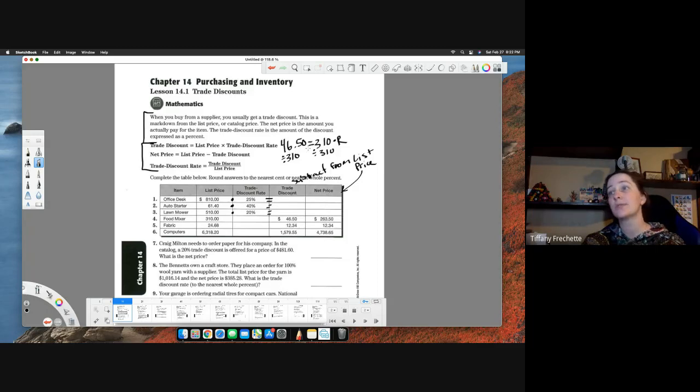So if I divide $46.50 by $310, I'm going to get a decimal, which remember, move it over 2 times so that you have a percentage here. So this time you're just dividing. Make sure you divide this number by this number. So you're going to go backwards on the chart here to fill this piece in. And then they already filled in the net price for you. All righty, let's take a look.